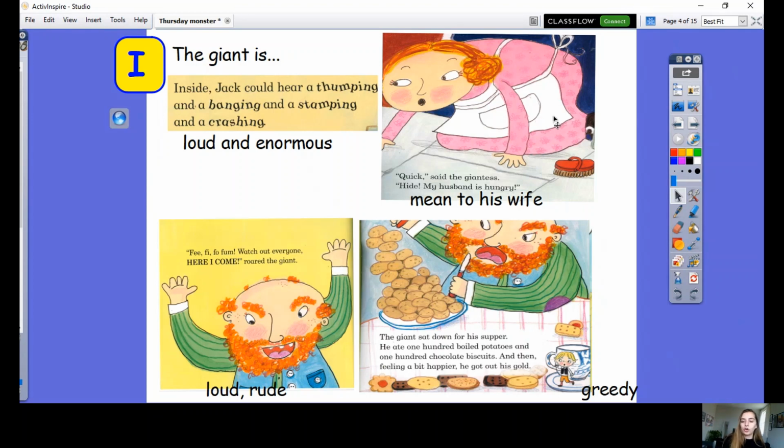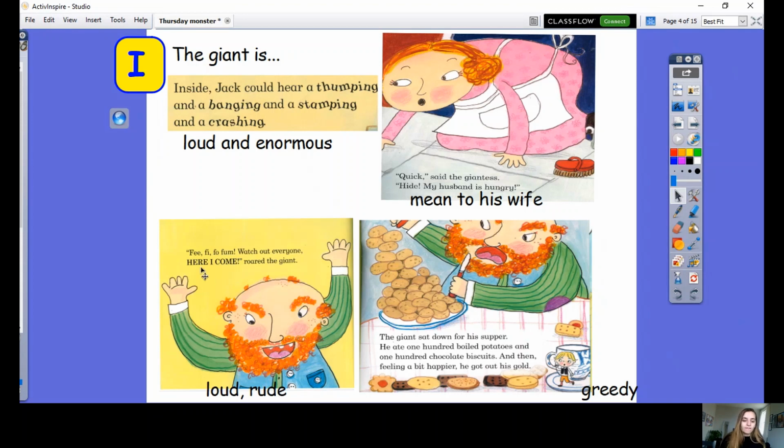Here we have a picture of his wife who is cleaning the floor, and it says, "Quick," said the giantess. "Hide, my husband is hungry." So he's very mean to his wife because he makes her clean all the floors and do all the housework. And she knows to be scared of the giant because he's hungry and probably wants to eat someone.